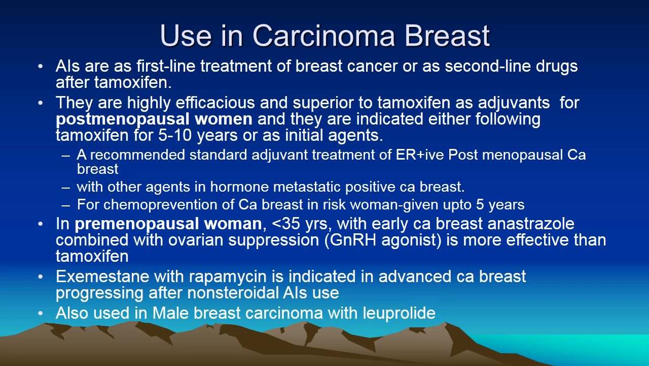In premenopausal women less than 35 years, they are not given alone, whereas in early carcinoma breast, anastrozole is combined with ovarian suppression by using the GnRH analog leuprolide, and this combination is more effective than tamoxifen. So it is used in combination but not alone. Exemestane with rapamycin is also indicated in advanced carcinoma breast progressing after use of aromatase inhibitors, that is, non-steroidal inhibitors. After letrozole, one may give exemestane for further prolongation. It is also used in male breast carcinoma with leuprolide.